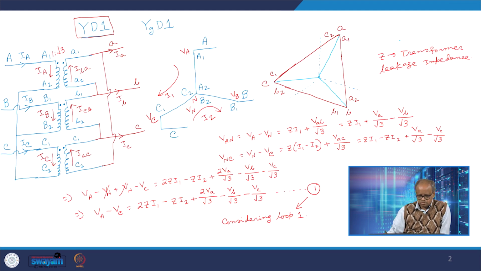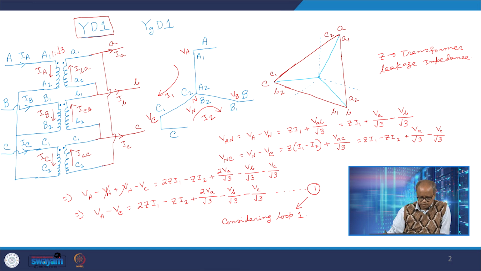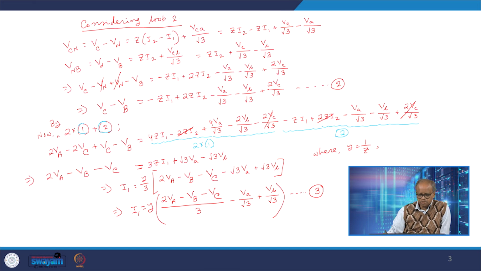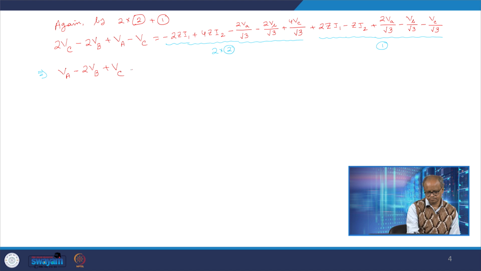So equation 1 is 2ZI1 minus ZI2 equals 2VA by root 3 minus VB minus VC. Right. So let's see what happens. Therefore from here I can write down VA minus 2VB and then plus VC is equal to something, which will go down.